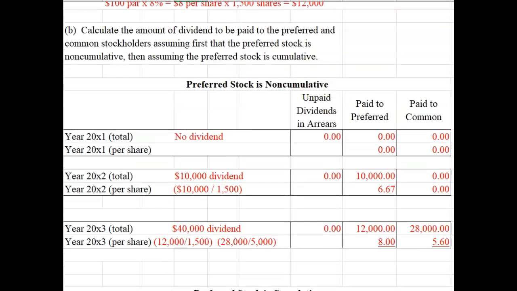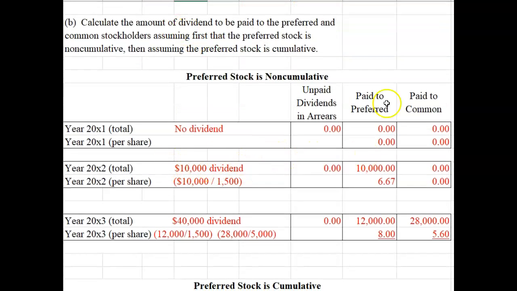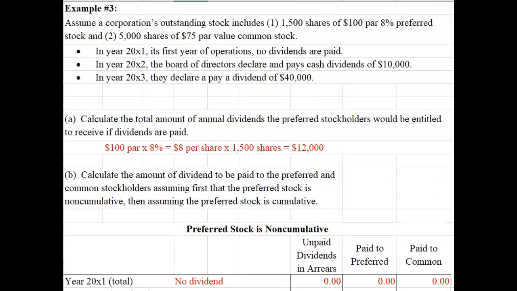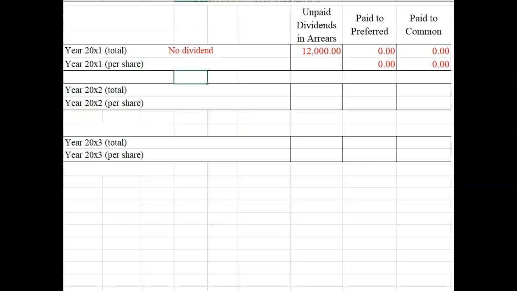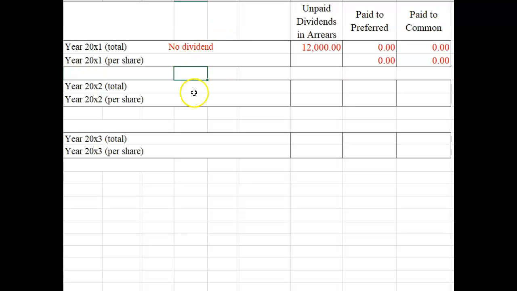In the year 20X2, $10,000 of dividends were paid. So show how much dividends were paid to the cumulative preferred shareholders, how much were paid to common shareholders in a total amount and a per share amount, and dividends in arrears.